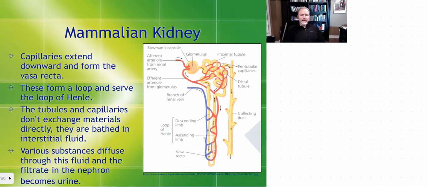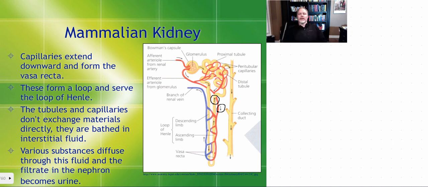So the capillaries, we said, descend down, so they're really running in opposite directions. You can see this is the ascending limb, and if we look at this arrow here, the fluid is moving upwards in this portion, the ascending limb of the loop of Henle. And these blood vessels, the artery here, is moving in the opposite direction, and that's by design.